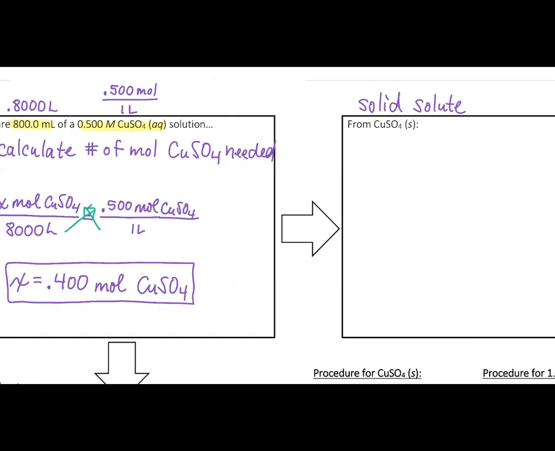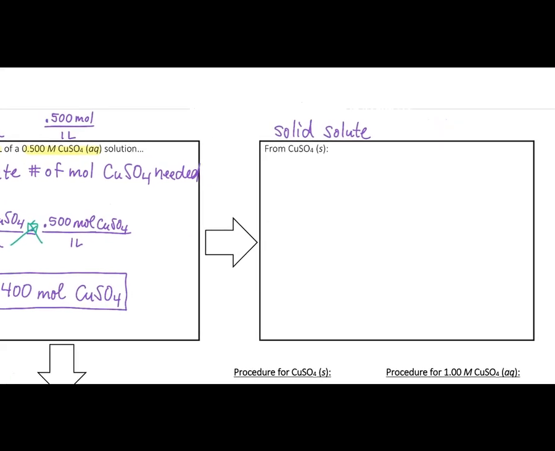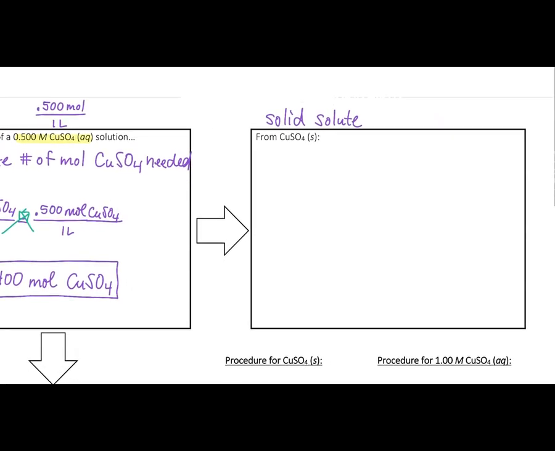So if we're going to use a solid solute, that means we're going to have to take the mass of that solid on a balance in order to make this solution. So we're going to find the mass needed, and then this will be measured on a balance eventually.